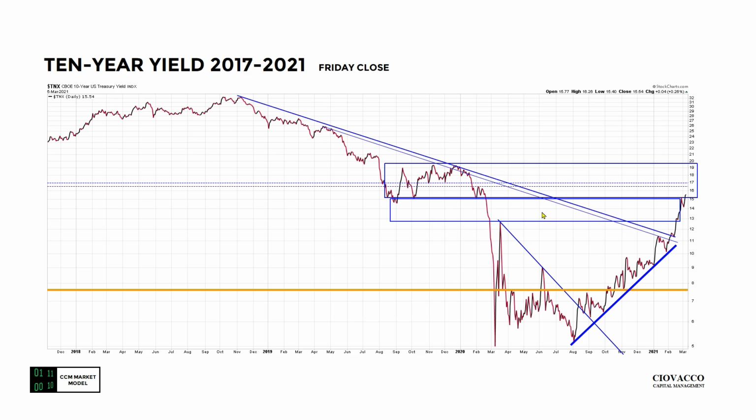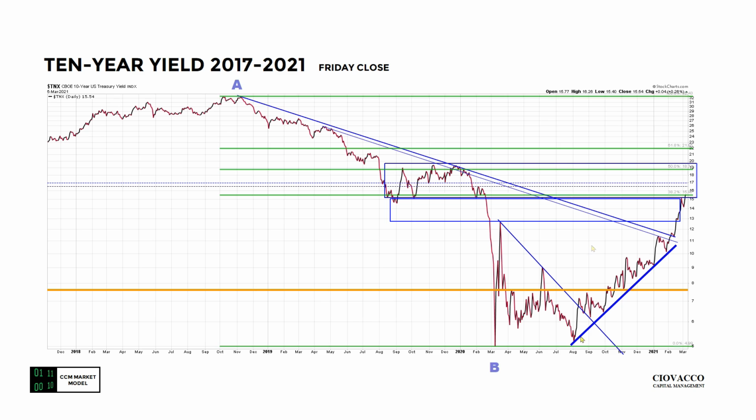This is the original area that we were watching. This is another area of potential resistance. We're inside of this box. However, if we think outside of the box and think about what this move is, it's a retracement of this decline or this A to B move.